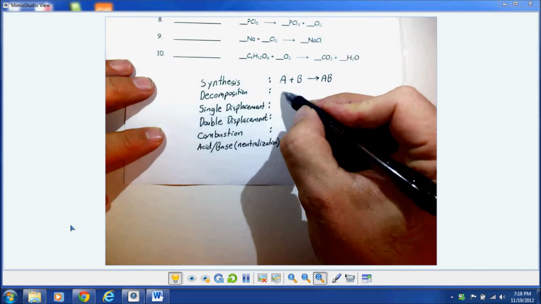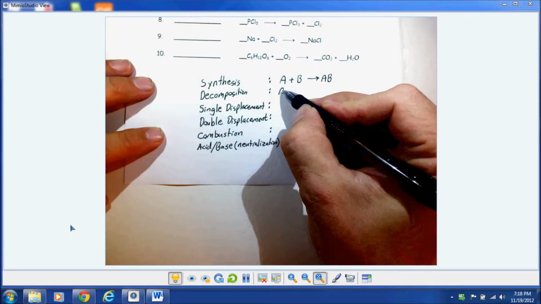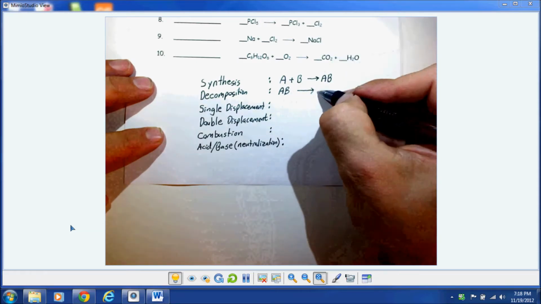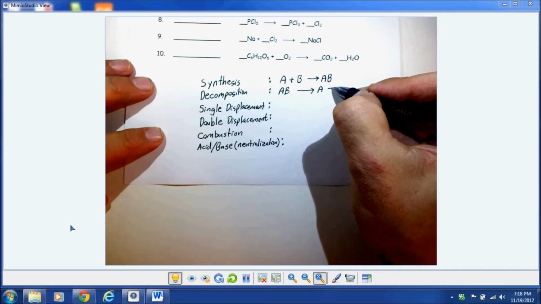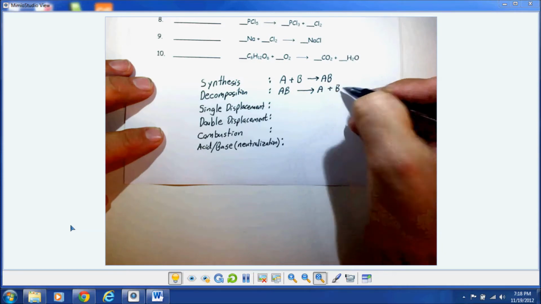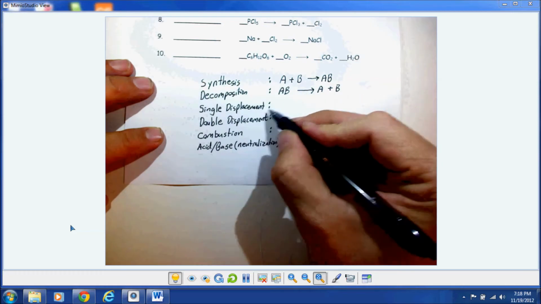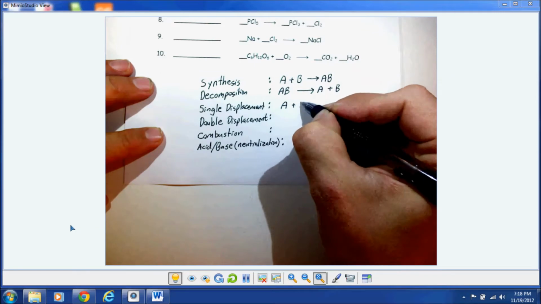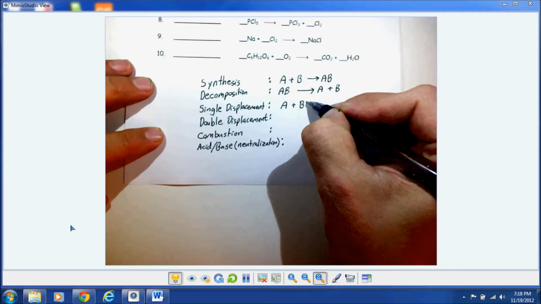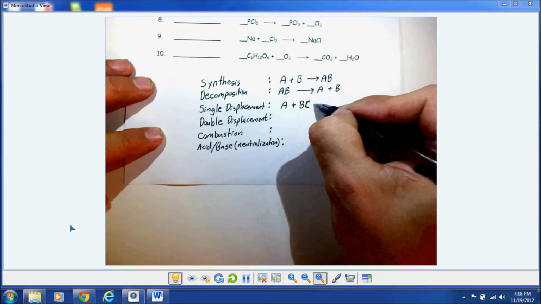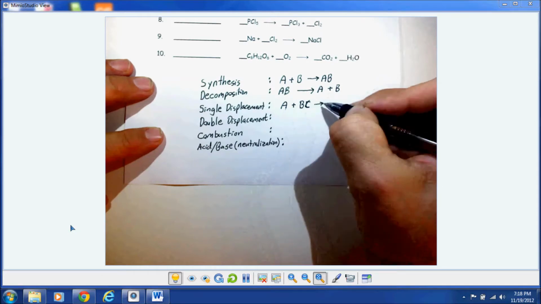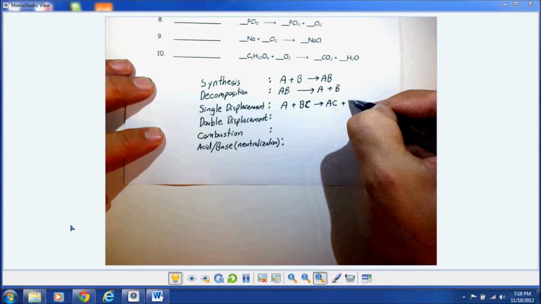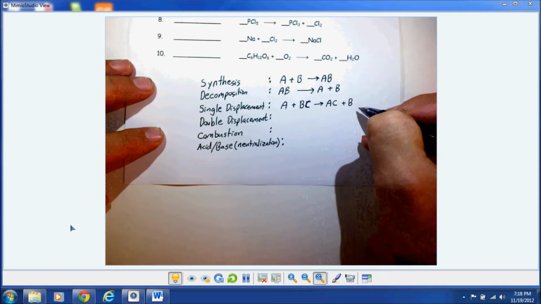The second is decomposition. Decomposition is when a compound breaks down to become 2 smaller compounds or elements. The third, single displacement, is when one substance combines with a compound and one of these takes the place of one of the parts of that substance, kicks the other one out.